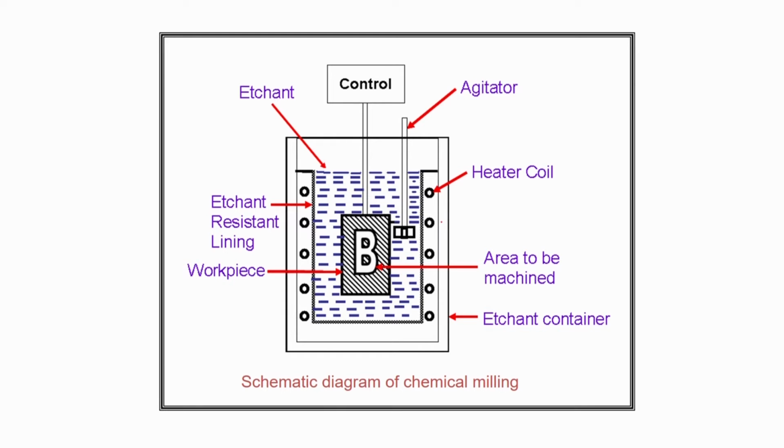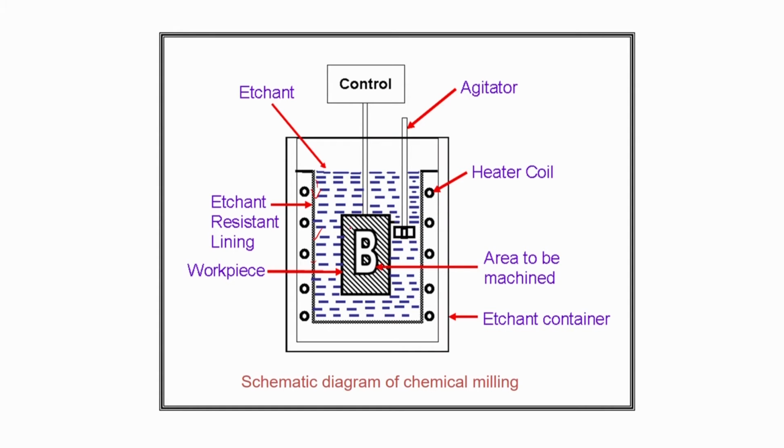So here you can see this is the etchant bath. On the internal surface of this etchant bath, you can see an etchant resistant lining is there, so that it should not react chemically or dissolve the etchant bath material with the etchant. So this kind of etchant resistant lining is given at the internal surface of the etchant bath. So this bath is filled up with etchant, and this is the workpiece which is hanging with a rod.